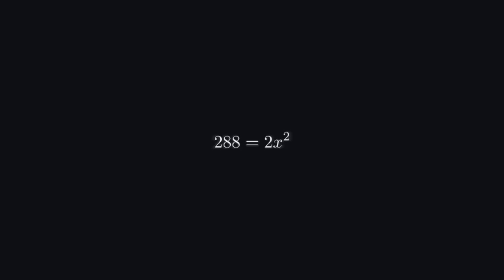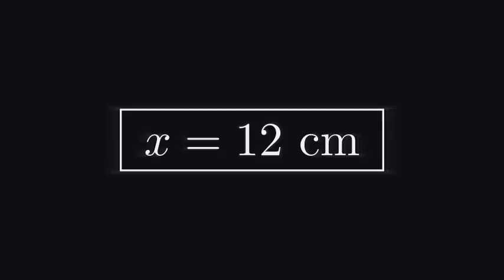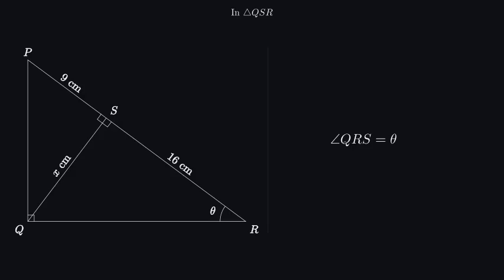Continue the aligned calculation. The next steps are shown one line at a time. Therefore, the value of x is 12 centimeters. Now let angle QRS equals theta. This is the angle at R in triangle QSR.